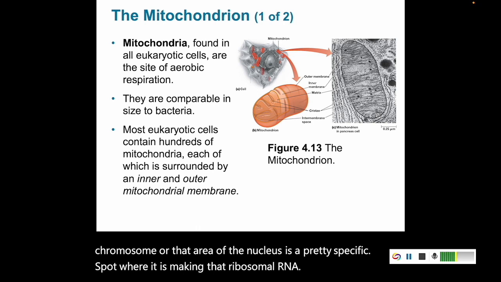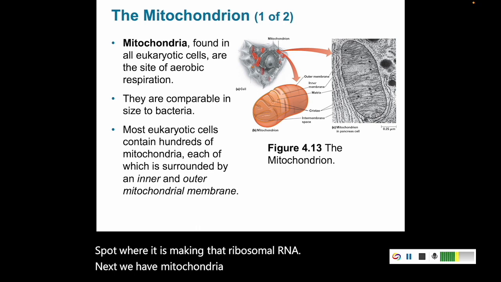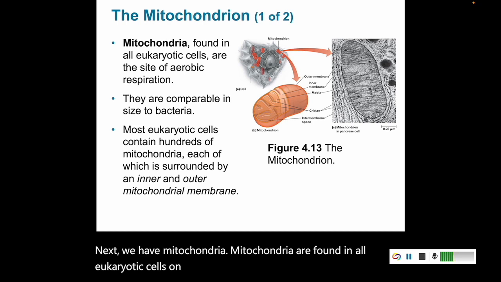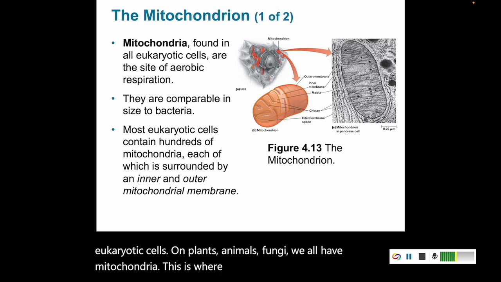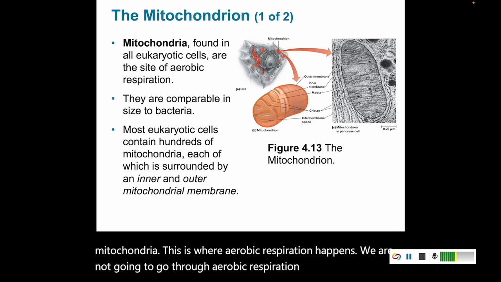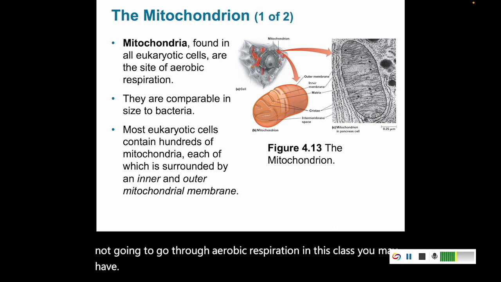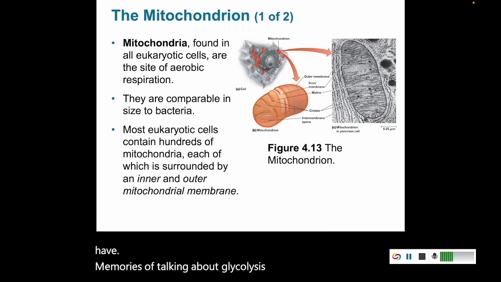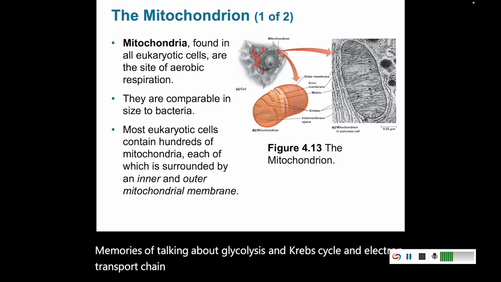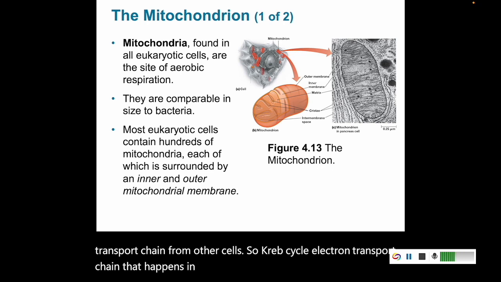Next, we have mitochondria. Mitochondria are found in all eukaryotic cells. Plants, animals, fungi, we all have mitochondria. This is where aerobic respiration happens. We are not going to go through aerobic respiration in this class. You may have memories of talking about glycolysis and Krebs cycle and electron transport chain from other classes. So Krebs cycle, electron transport chain, that happens in the mitochondria. That's what aerobic respiration is.